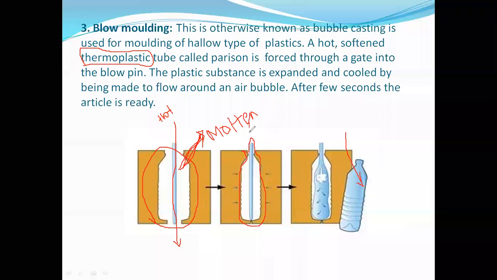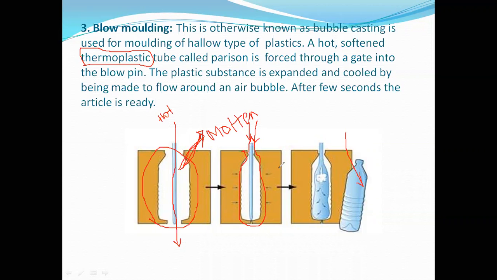When we pump the hot air, what happens? The liquid plastic will be expanded. The expanded liquid plastic seems to be bottle shaped. Now this bottle shaped plastic seems to be very thin. So the blow filling molding method is applicable for thin types of plastics.